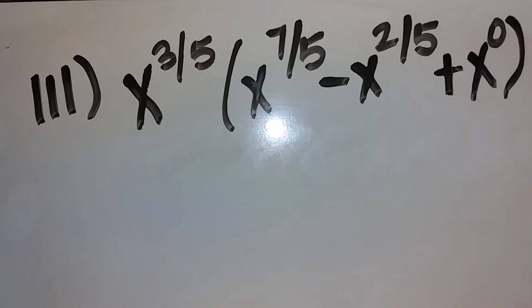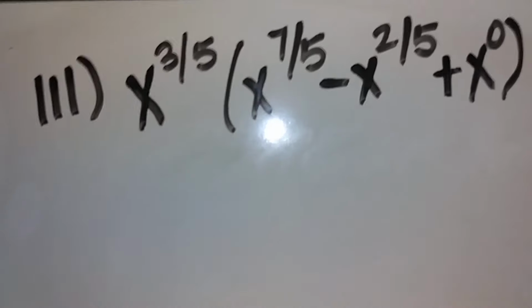So very, very important that you look at this one. So work out 111 on your own, and you should get x squared minus x plus x to the 3/5. Okay, any questions or concerns? Please let me know.